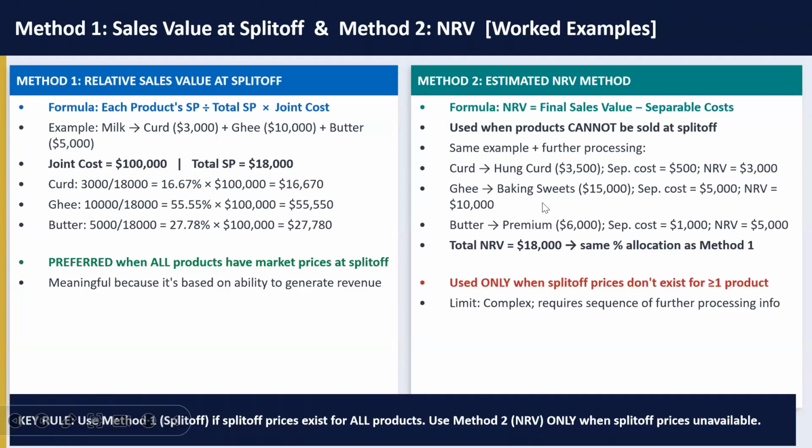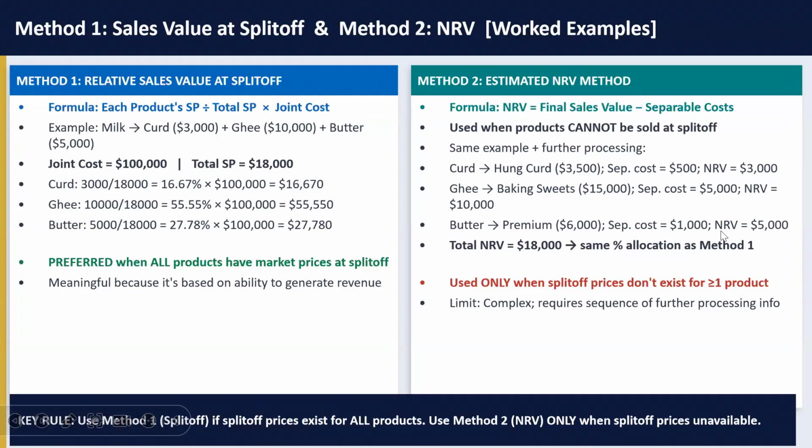Then for ghee, you are using it in baking sweets. And your final sales value is $15,000 minus 5,000, you get an NRV of $10,000. Butter, you are turning it into premium butter. So $6,000 is your final sales value minus the separable cost of 1,000. You can take it as further processing cost. So it will be $5,000. Your total NRV is $18,000: 3,000 plus 10,000 plus 5,000. Again, it will add up to 18,000.